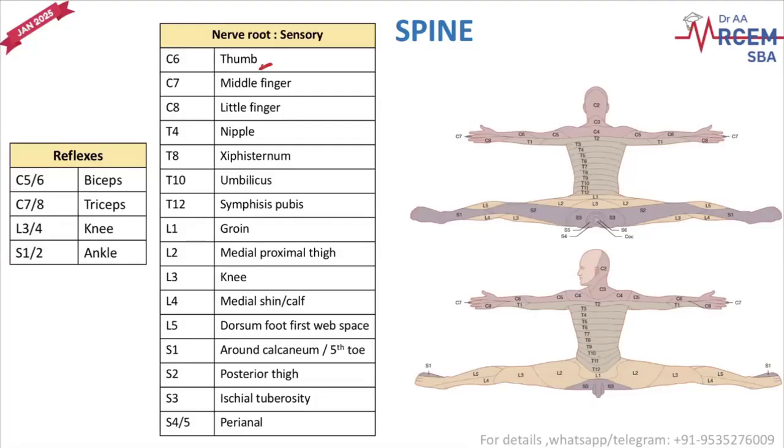For example, the thumb is supplied by C6, the middle finger is C7, the little finger is C8, the nipple is T4, the xiphisternum is T8, the umbilicus is T10, and the pubic symphysis is T12. Next important is L5, the dorsum of the foot at the first web space, which you need to remember. The lateral part of the foot is S1. Perianal is S4, S5. At least this many nerve roots you need to be aware of before you go to the exam.